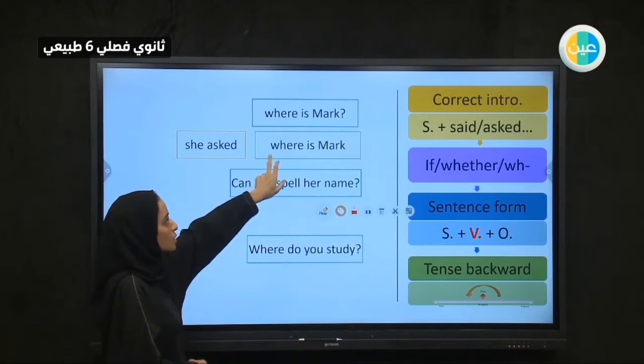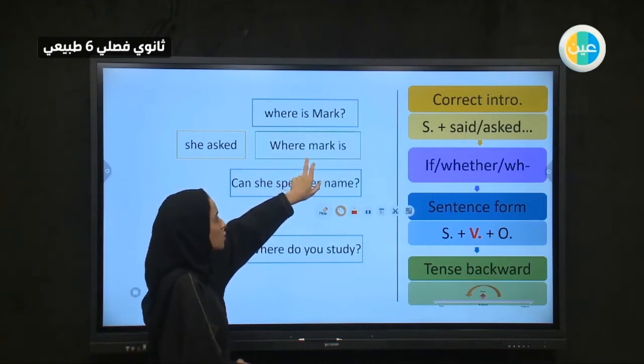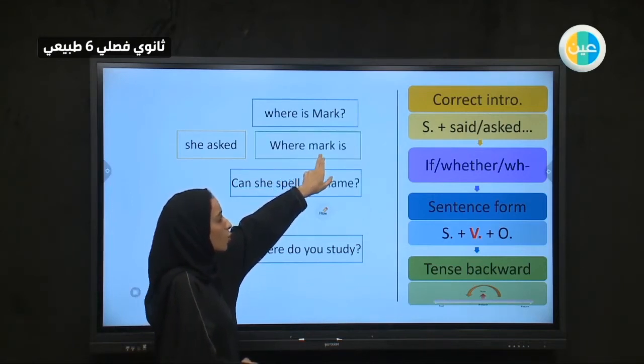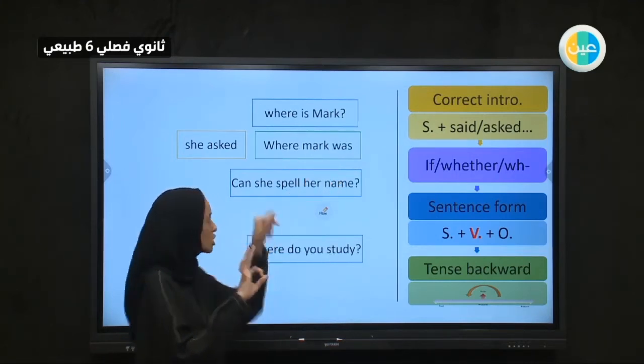Then let's put the question as it is. Where is Mark? Is this correct? No, we can't. You can't use it this way. You have to change the order. Sentence form, where Mark is, and then we will change is into was. So 3 steps. Correct introduction.